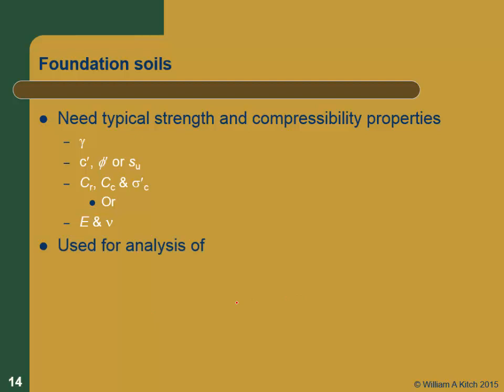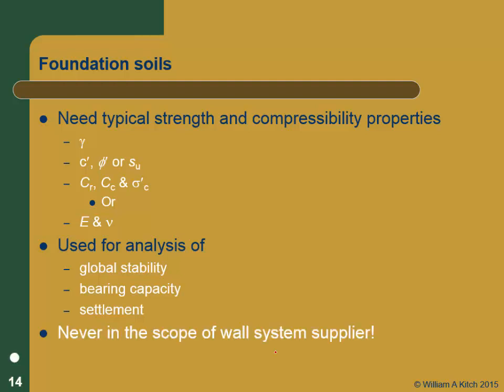So we're going to use this information for the foundation soils when we determine the global stability, because it's basically a slope stability problem. We're going to need to know the strength of the foundation soil. Even if we don't have a global stability problem, we're going to have to check bearing capacity for that soil, and that's where we're going to use these properties to check the bearing capacity. And the overall settlement of the wall is going to be a function of the foundation soils.